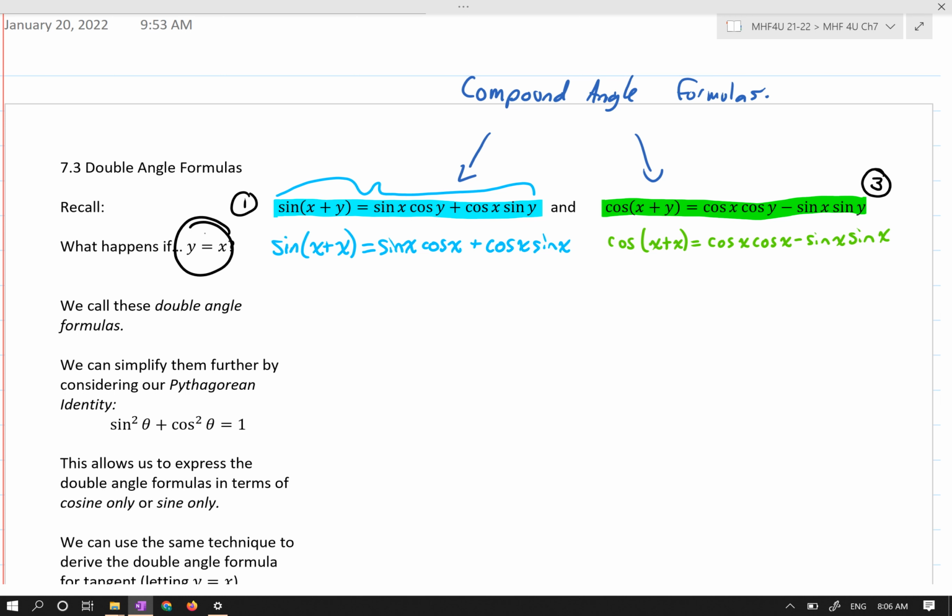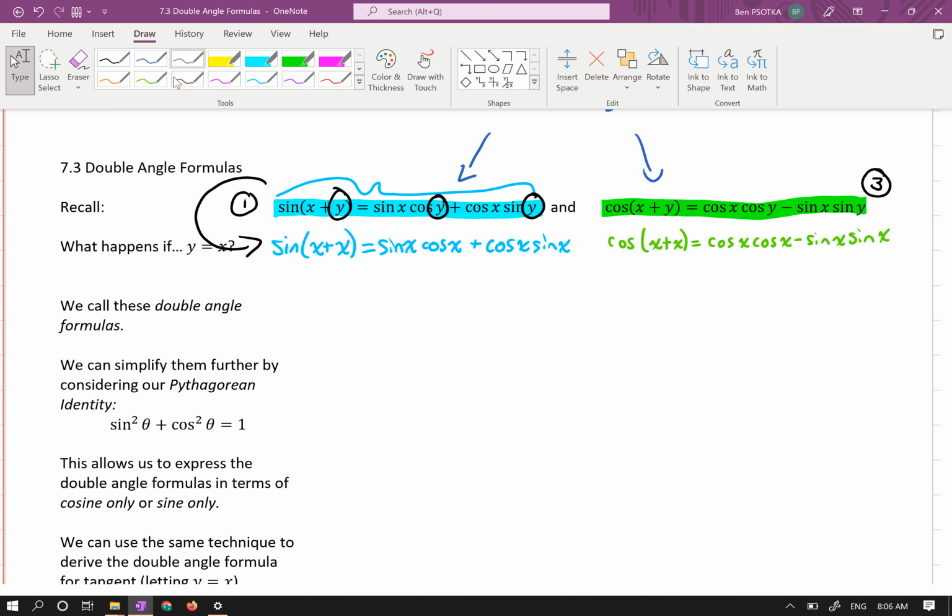Well, if that's the case, then I could rewrite my compound angle formulas, replacing the y's with x's. So I'm substituting in my x in place of y, so that means I'm working with the sine of x plus x is equal to the sine of x times the cosine of x plus the cosine of x times the sine of x, where again, this second line, this line in a light blue color, is purely copied from line 1, substituting x for y.